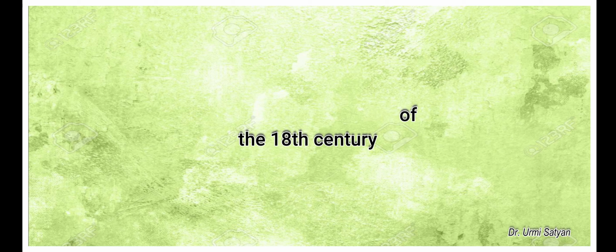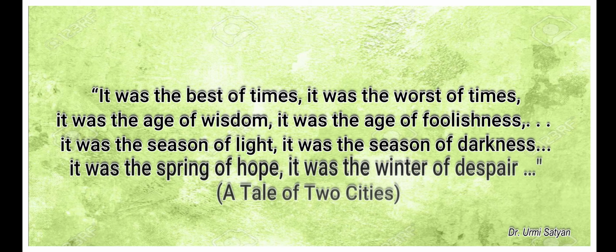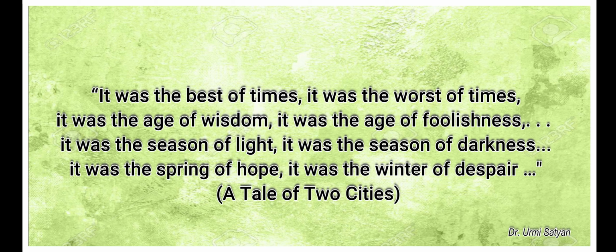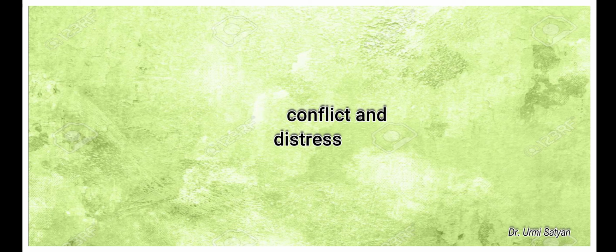This novel starts with a proclamation. It was the best of times. It was the worst of times. It was the age of wisdom. It was the age of foolishness. It was the season of light. It was the season of darkness. It was the spring of hope. It was the winter of despair. This quote is a perfect example to understand the chaos, conflict, and distress prevalent in the time.